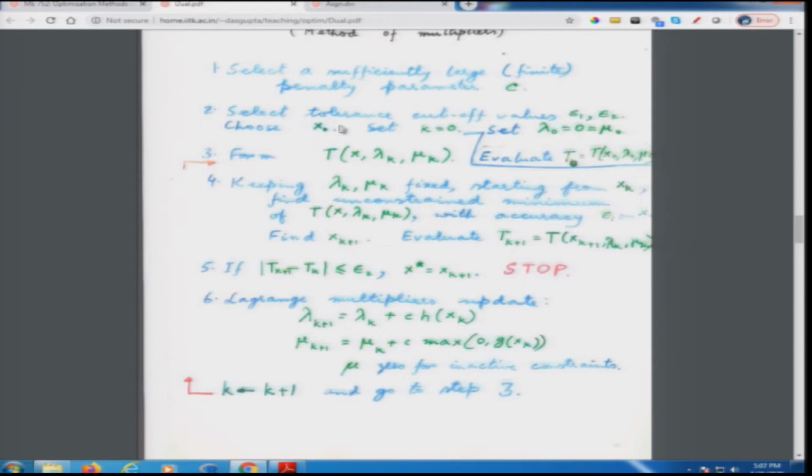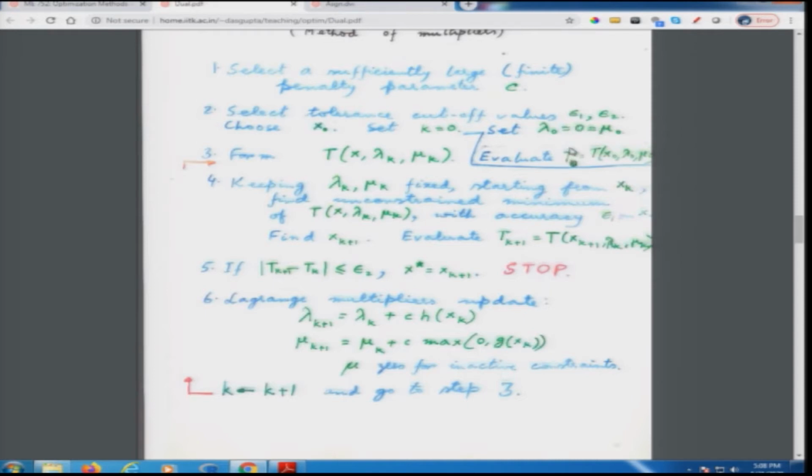Choose the starting point x naught, set the solution iteration count to 0 and set all the Lagrange multiplier values as 0 to begin with, because initially you do not know anything. So, put 0 everywhere, all the Lagrange multiplier values.